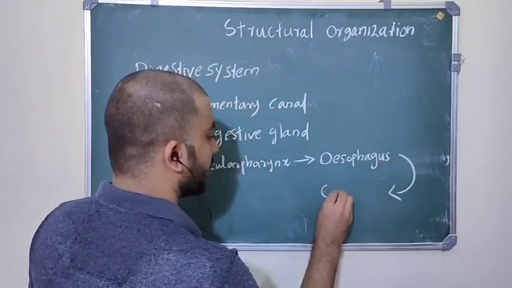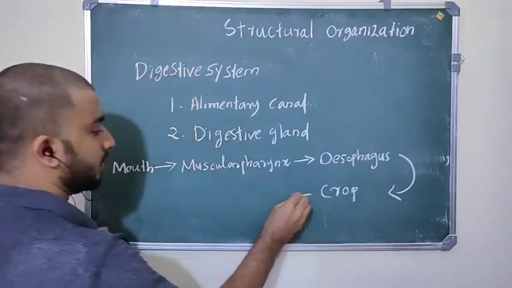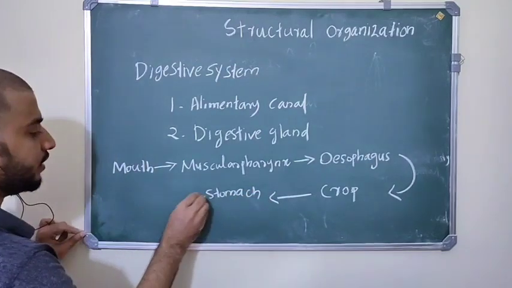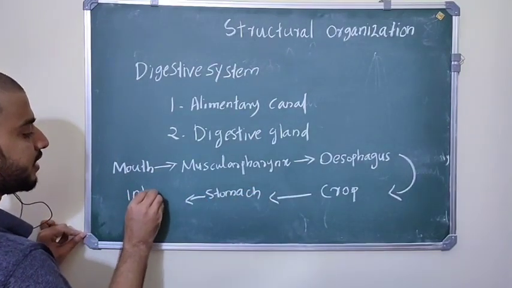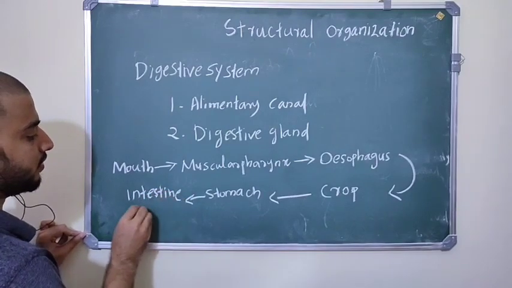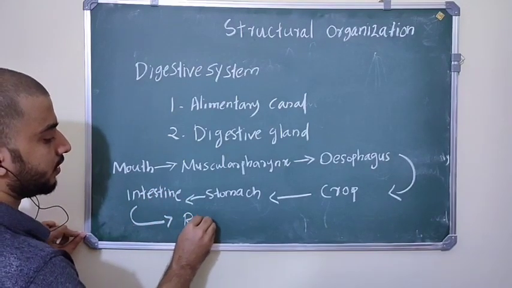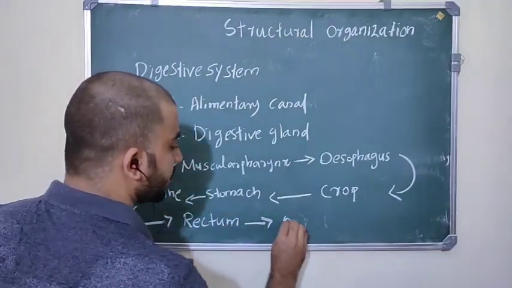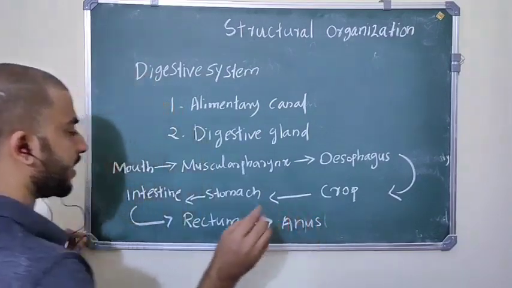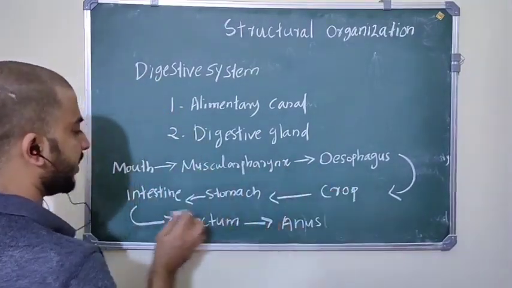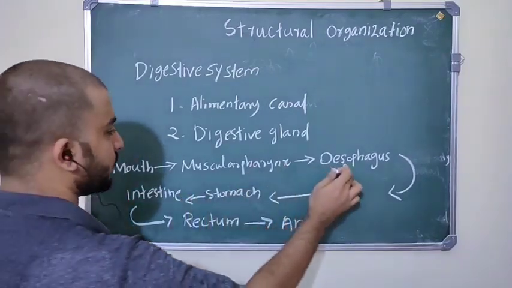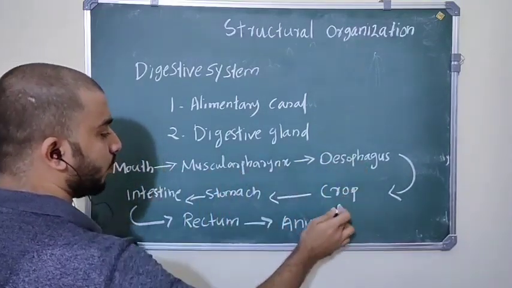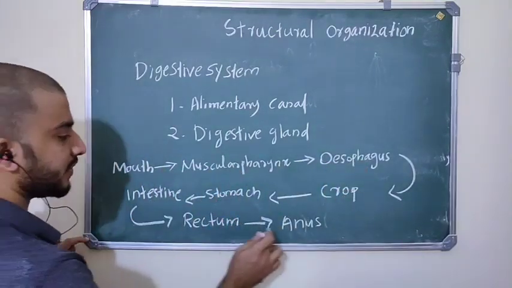Then the throat. Then it leads to the stomach, then the intestine, then the rectum, and finally undigested food materials are egested through the anus. Okay, so this is the alimentary canal pathway: mouth, muscular pharynx, esophagus, throat, stomach, intestine, rectum, and anus.